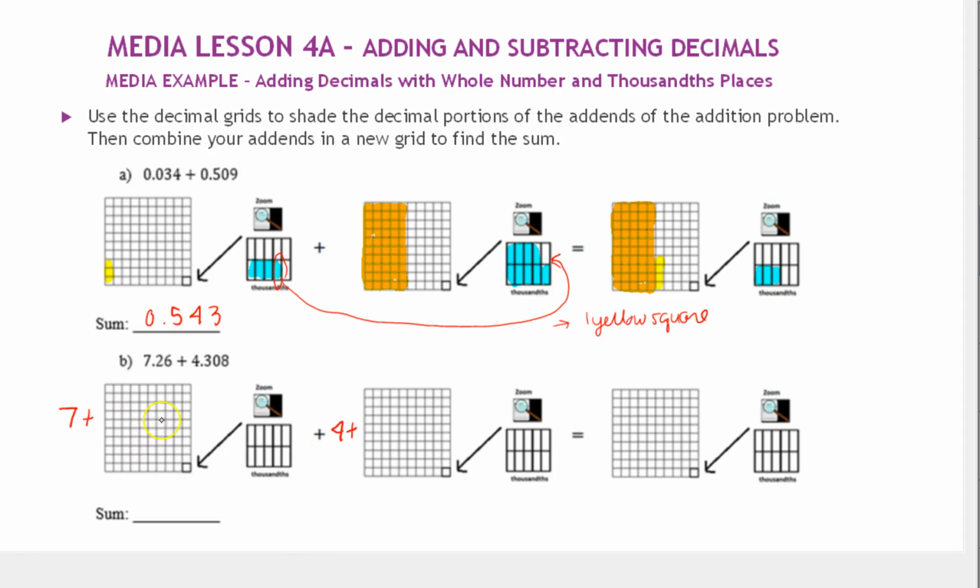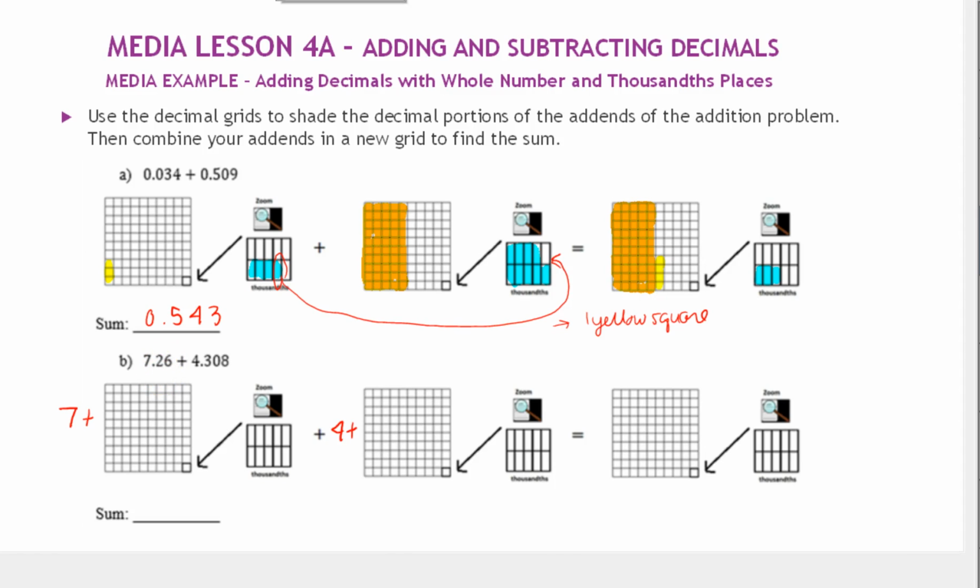You could think of them as shading in an entire grid. We have 7 of them and 4 of them. That will be a total of 11 ones, or 11 and 1. Okay, but we're not going to shade in that many big grids because it would take up too much space. So now let's look at just the decimal parts.